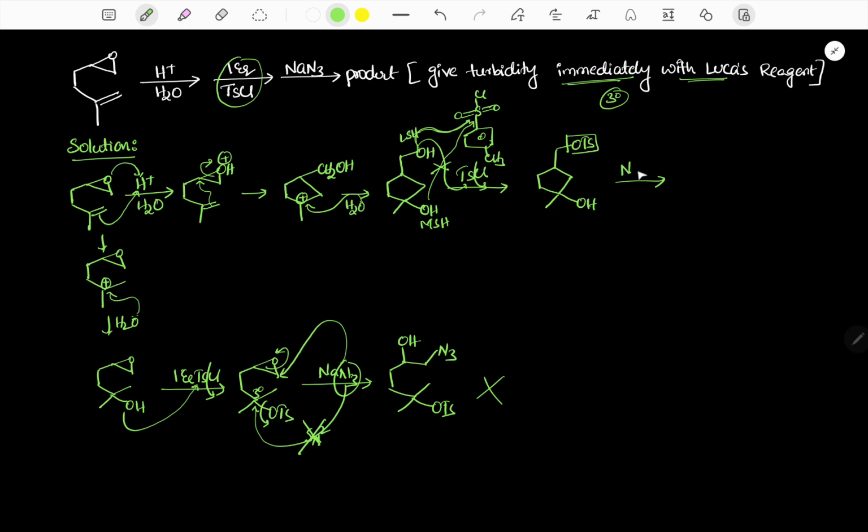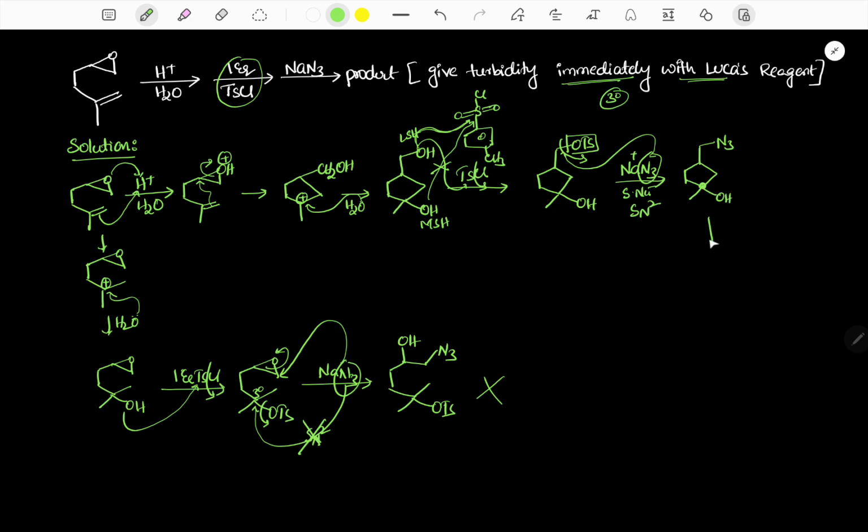Now it is treated with sodium azide, Na+ and N3-. N3- is a strong nucleophile. Therefore it undergoes an SN2 reaction. The strong nucleophile attacks, OTs will leave. Finally, we get our corresponding azide group and tertiary alcohol.